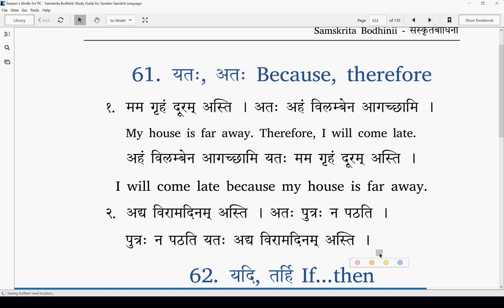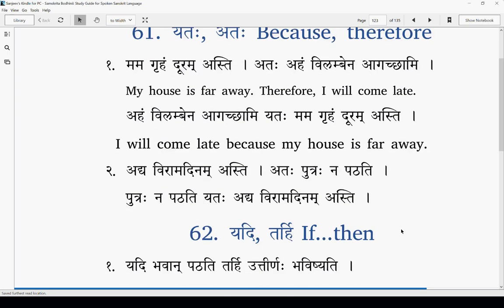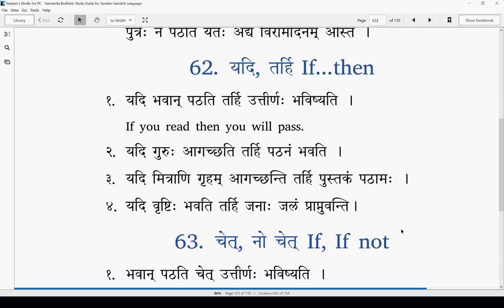Okay, next we have Yadi Tarhi. So this Yadi Tarhi, these are used as a pair again, like Yadyapi, Tathapi, Yahasaha, Tathatatha, like that. Yadi Tarhi, mostly, and sometimes you might find Tarhi only, which is okay, but Yadi is understood there. But these are used as a pair with if them. It's like English when we say, if you read, then you will pass. But many times casually we use, you read, then you will pass.